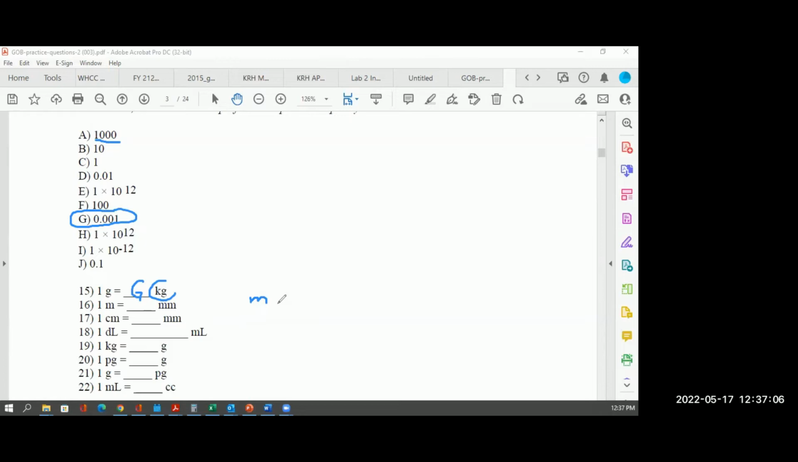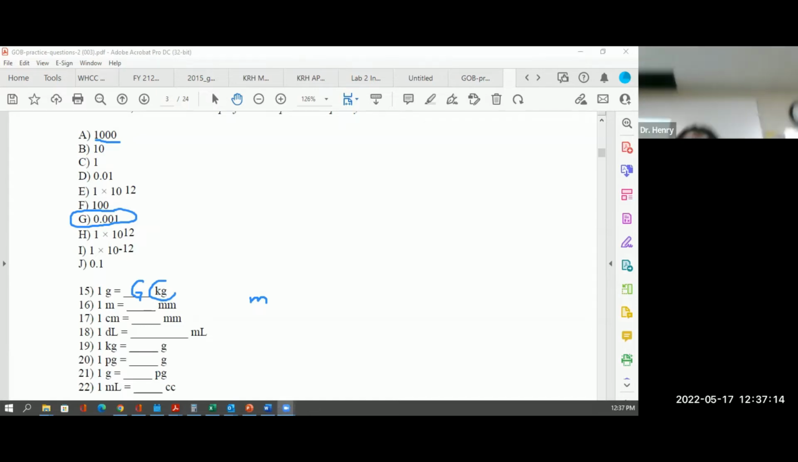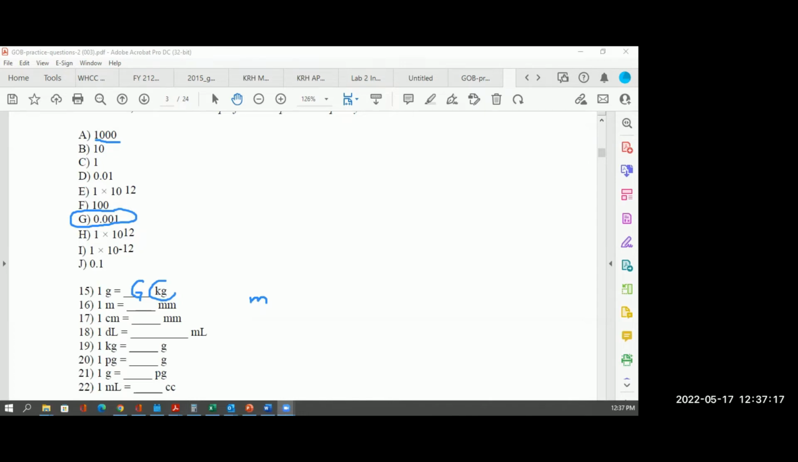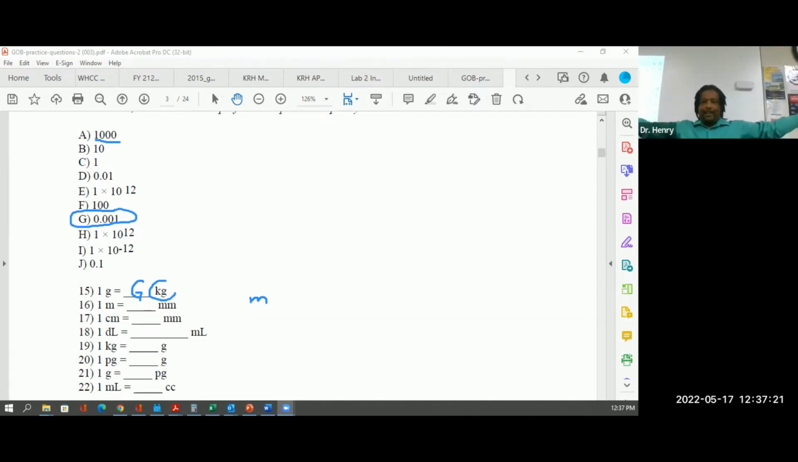A meter. Can you guys see me? Is my camera on? No, we see a picture. Oh, okay. Let's see. Nice. There you are.